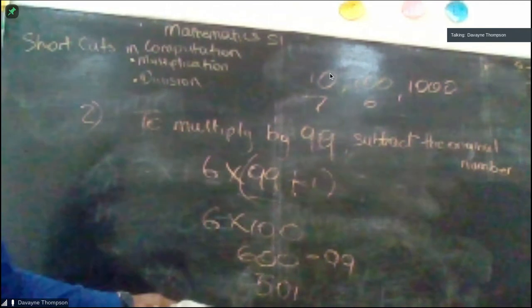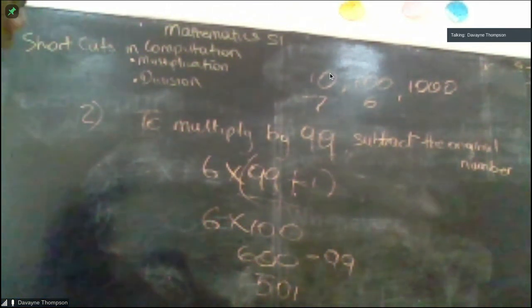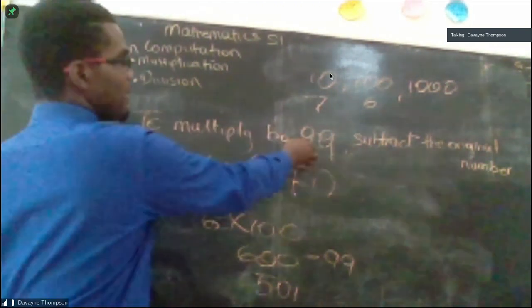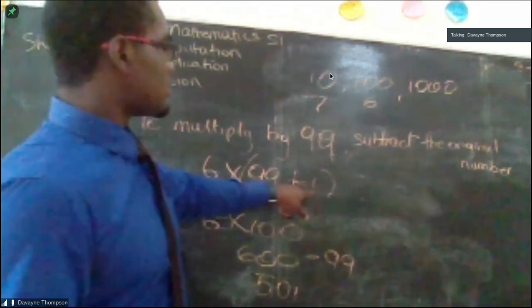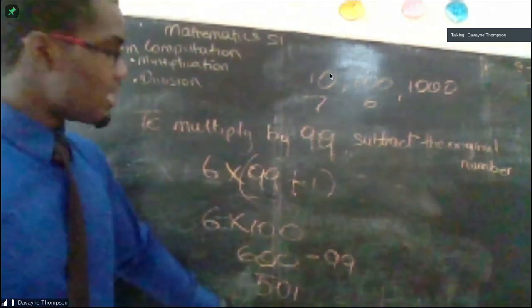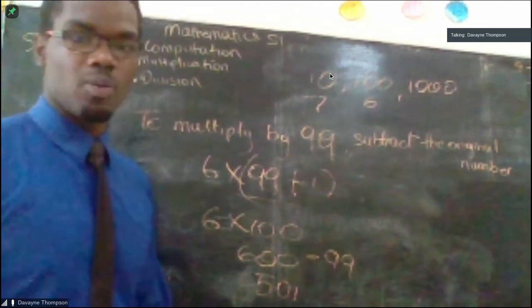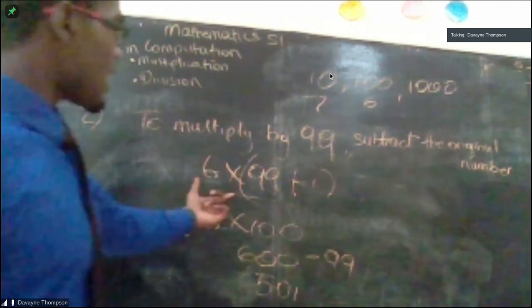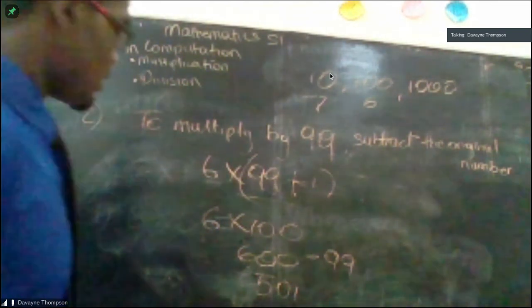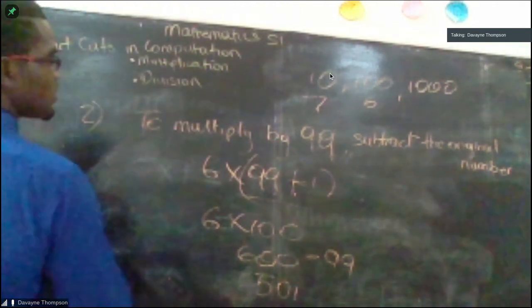Everybody agree? Hello, everybody agree with this? So we multiply by 99, you just add 1 to the number and you get 600 and then you subtract the original number, which was 99. So your answer for 6 times 99 would be 501. Right? 6 times 100 would be 600. Okay. So that's my favorite rule to answer who asked. I think it was Nicholas who asked my favorite rule.